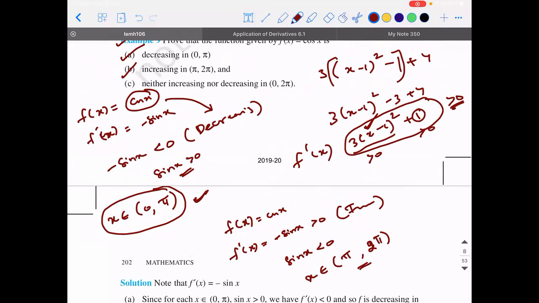So between the whole interval 0 to 2 pi, what can I say? The function is neither increasing nor decreasing. Means it is neither strictly increasing nor strictly decreasing. It is increasing between 0 to pi. Sorry, decreasing between 0 to pi and increasing between pi to 2 pi. That is the meaning.